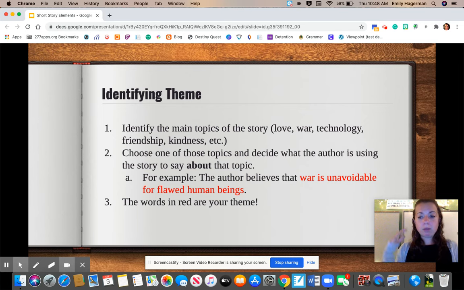So again, let me reiterate. To identify theme, you identify main topics, you pick one that you want to write about, and then you complete the sentence, the author believes that, and what is their message about that topic? What have they used the story to teach us, to tell us?